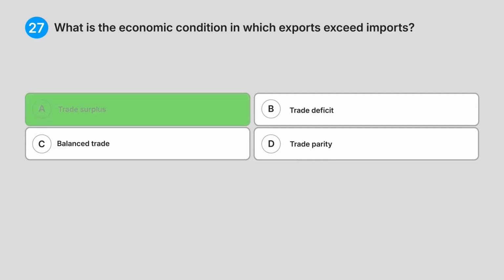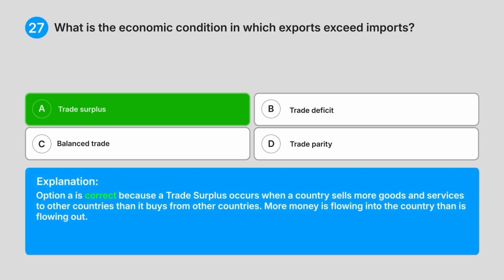Correct answer, A. Trade surplus. Explanation: option A is correct because a trade surplus occurs when a country sells more goods and services to other countries than it buys from other countries. More money is flowing into the country than is flowing out.